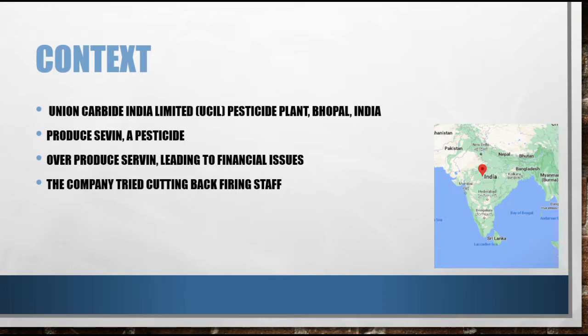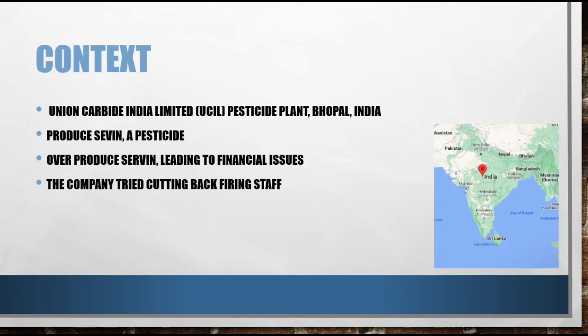The gas incident took place at the Union Carbide plant in Bhopal, India, located on the map as central India. Bhopal is a communication hub and a transport hub. There they produce Sevin, a pesticide.